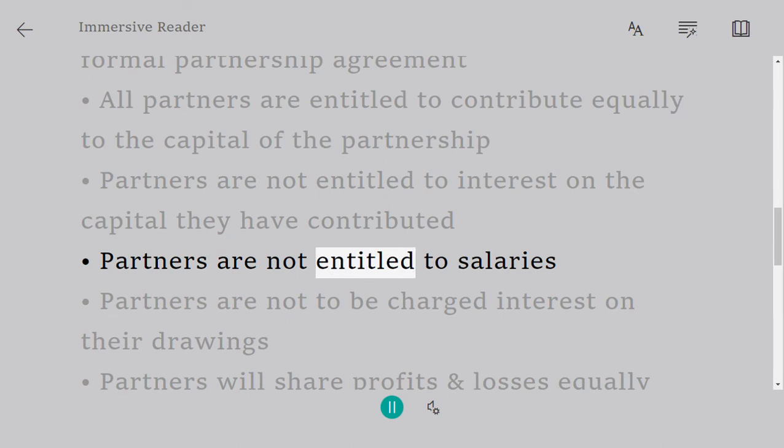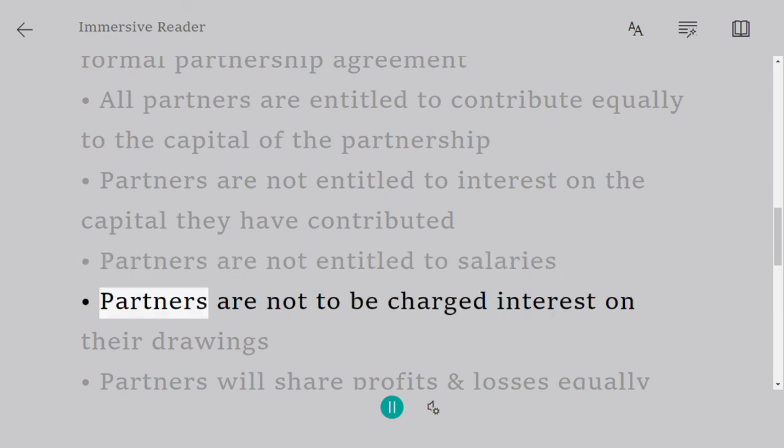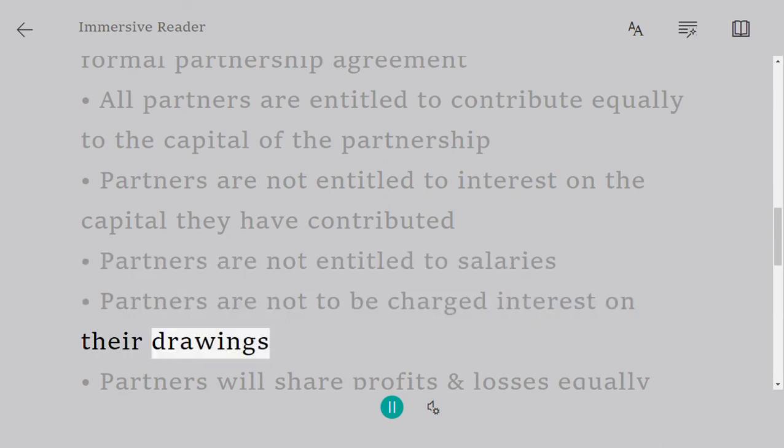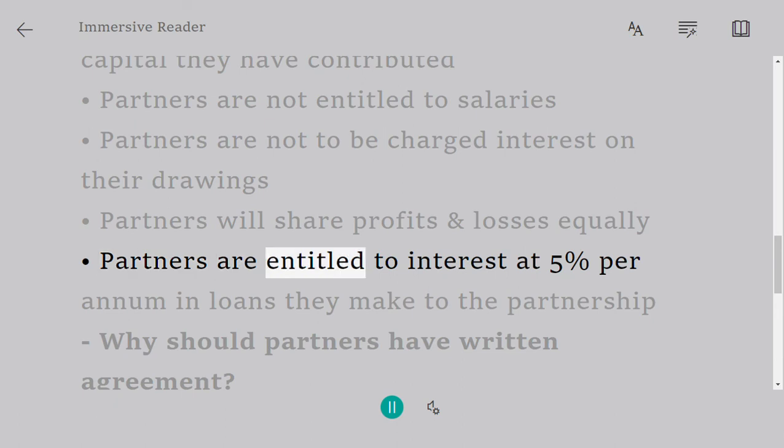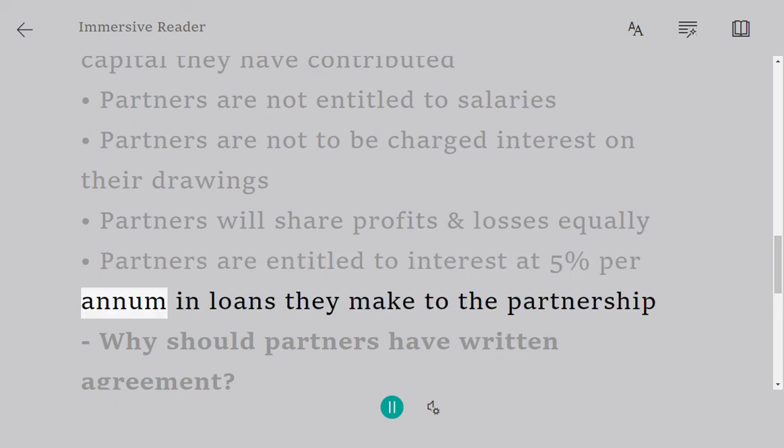Partners are not entitled to salaries. Partners are not to be charged interest on their drawings. Partners will share profits and losses equally. Partners are entitled to interest at 5% per annum on loans they make to the partnership.